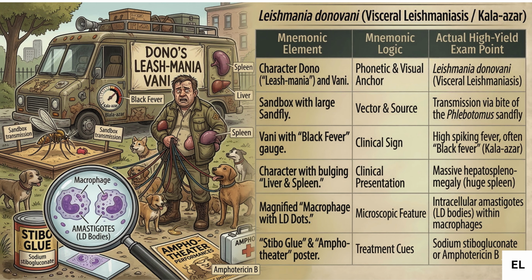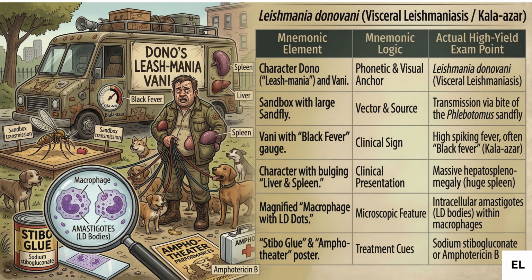Now look closely at the van. You will notice the words black fever written on it. This is another key clue. Kala-azar literally means black fever. Patients often develop high, irregular, spiking fever, and in some cases, darkening of the skin. So the black fever label reminds us of Kala-azar leads to high fever and characteristic presentation.